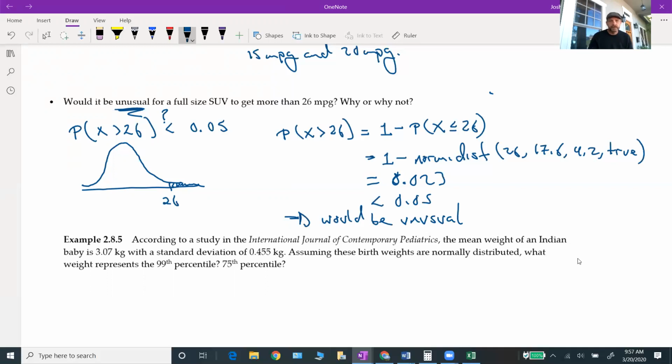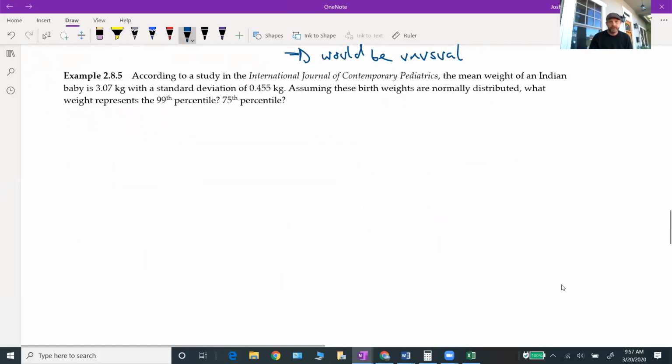Okay? All right. So here's one that I want you guys to try on your own, simply because we've done something similar. So we have this International Journal of Contemporary Pediatrics. Go ahead and find the mean weight. We're told the mean weight of an Indian baby is 3.07 kilograms, standard deviation of 0.455 kilograms. We are assuming the birth weights are normally distributed, and I want you guys to find the 99th percentile and the 75th percentile. So go ahead and pause this and do that. I mean it. Pause it.